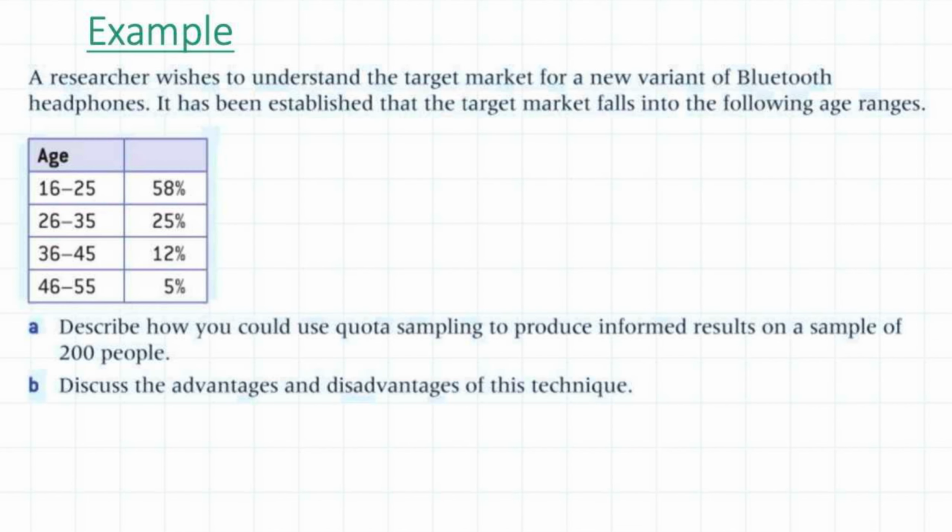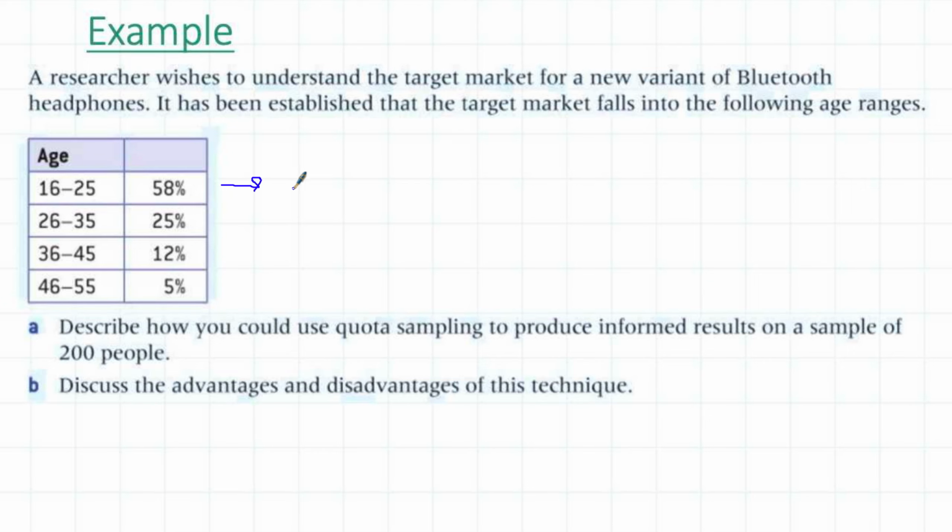So if you have a look at this question, you can pause, read it, and try it on your own. But part A then says, describe how you could use quota sampling to produce the results of 200 people. So they're already split into different strata. So this is a convenient group. I don't have any other information about gender or things to split it into another group, so I'm just going to use this strata. Now, if I want 200 people, and I want it to be a quota sampling, so I want it to be proportional.